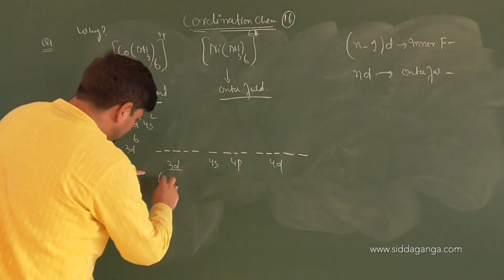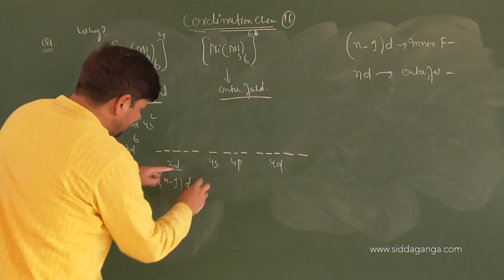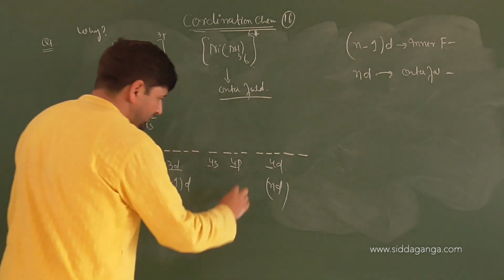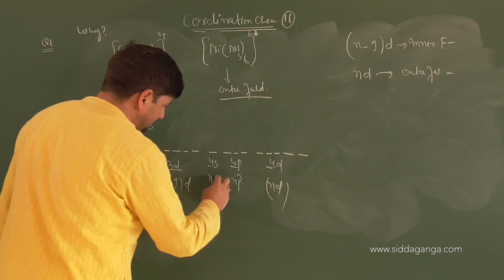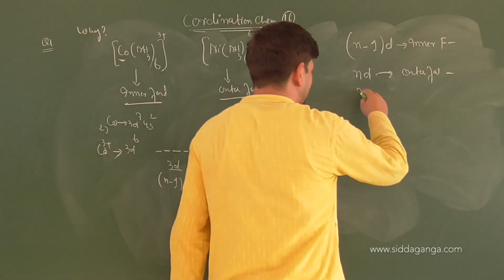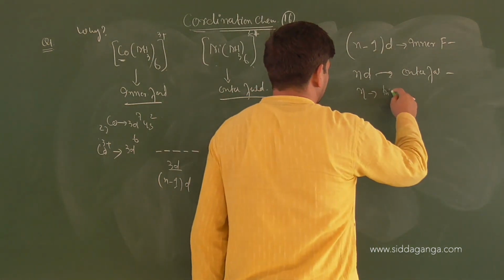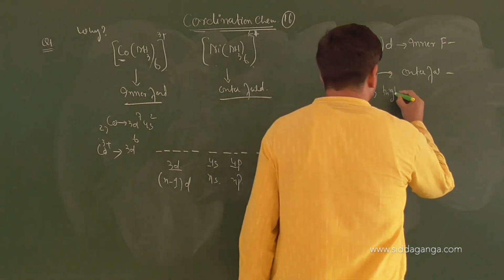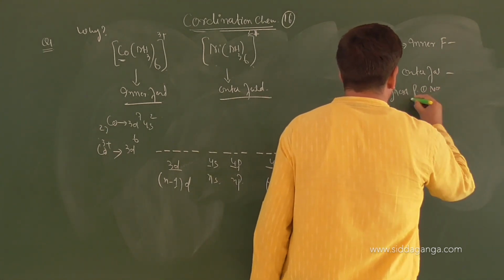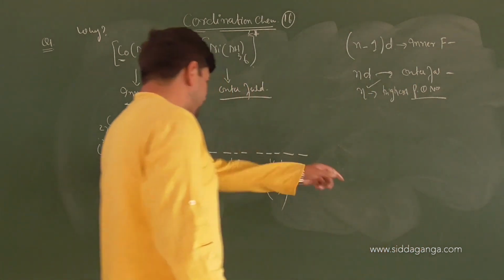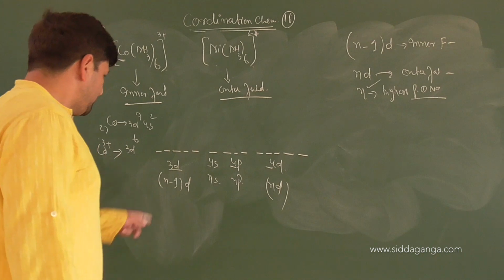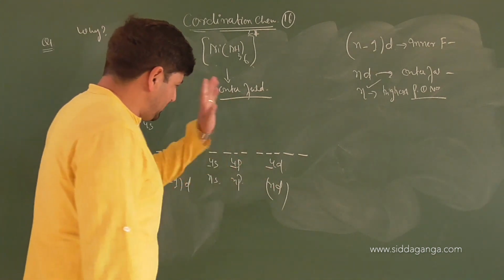So this one will be n minus 1 d, because what is the n value? 4. And this one will be nd. This is also np, this is ns. This one will be n minus 1. What does n mean here? N means highest principal quantum number. The highest principal quantum number in the present pretext is 4 here, children. Clear? Very good. So it is n minus 1 d, ns, np, nd.